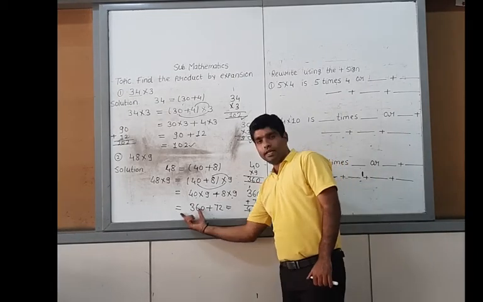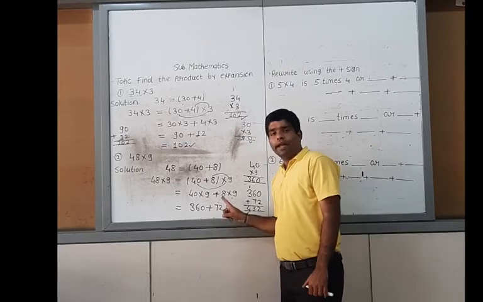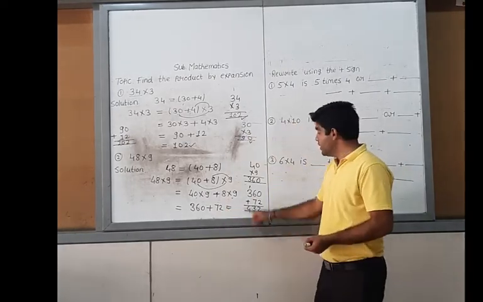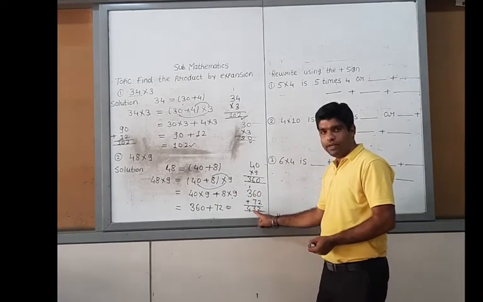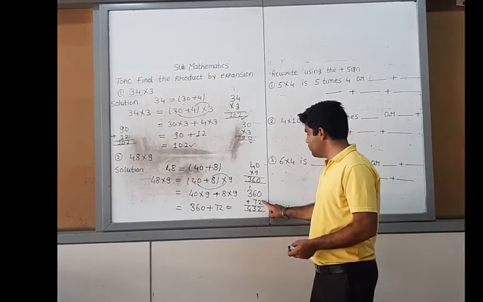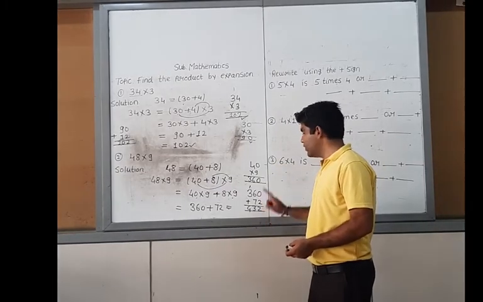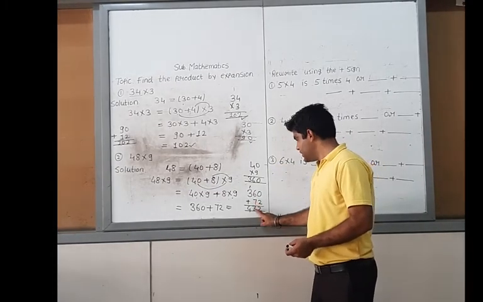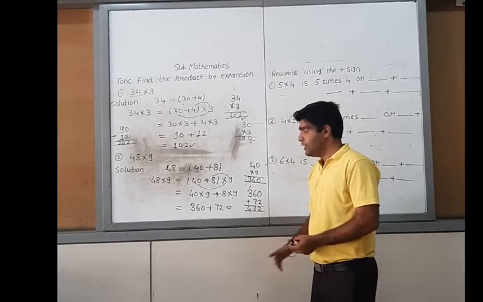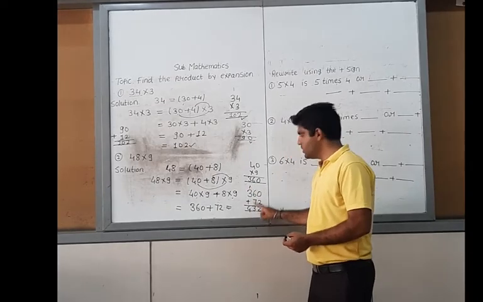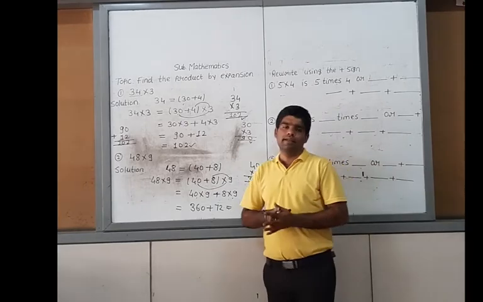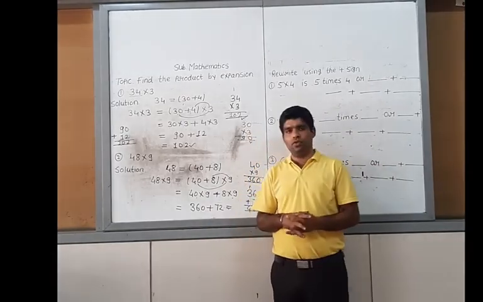This is our 360, and this is our add bit: 8 nines are 72. This is our 72. 360 is added with 72, and you get the final result. 0 is added with 2, this is our 2. 6 plus 7 is 13. This is our 3, and 1 is also carried. 3 plus 1 is 4. This is our 4. You get the correct answer, 432. This is our final result.